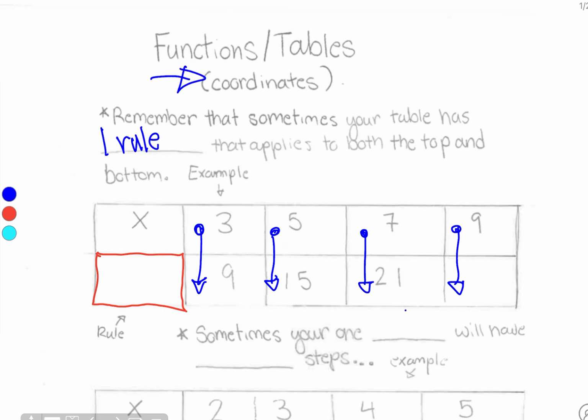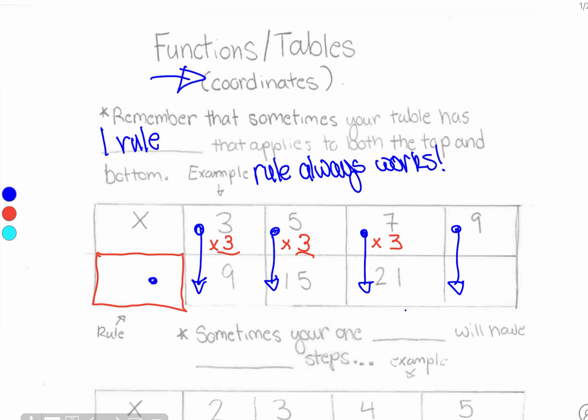And that doesn't work because your rule must always work. It has to work for every single thing that you're going through. So I can't add, so I ask myself, well, what can I multiply? 3 times what gives me 9? 3 times 3. 5 times what gives me 15? That's 3. 7 times what gets me 21, and that's 3. So obviously my rule is going to be times 3.